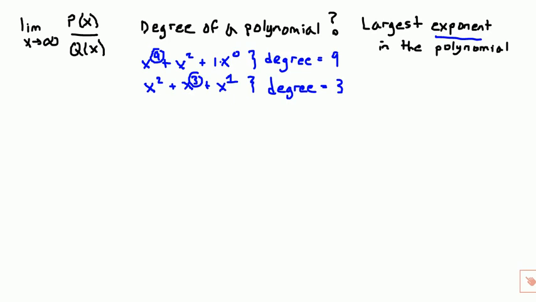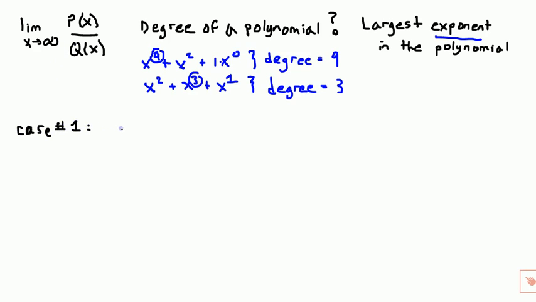So the degree isn't too tricky to find. That's good for this type of limit. This limit shouldn't be too tricky to find. There's 3 cases. Let's look at the 3 cases. There's 3 different ways this can go. Okay, so case number 1.